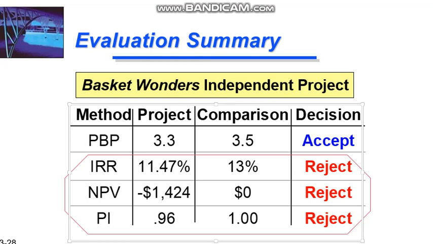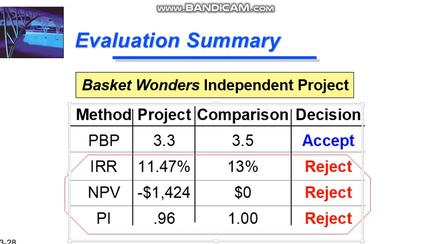And the comparison we did with the 13%. So we rejected because that was below the cost, and NPV was negative. We were considering that it should be at least zero, so we rejected that too. And the profitability index was 0.96, which is below 1, so we rejected that too.